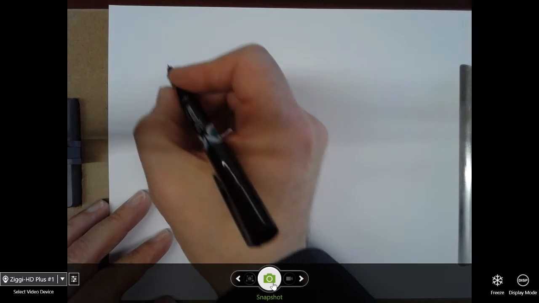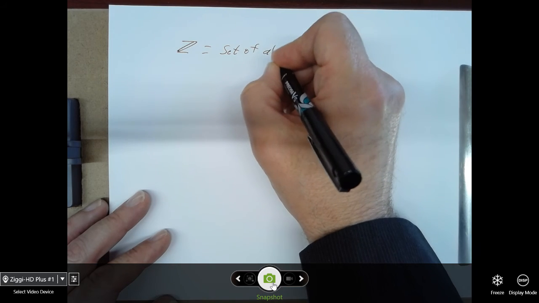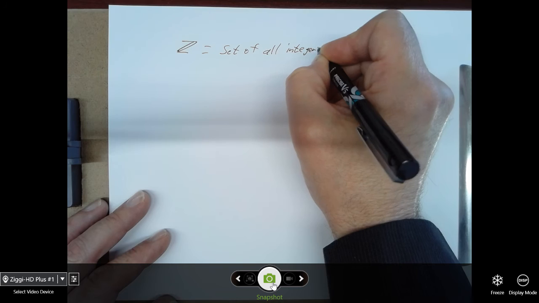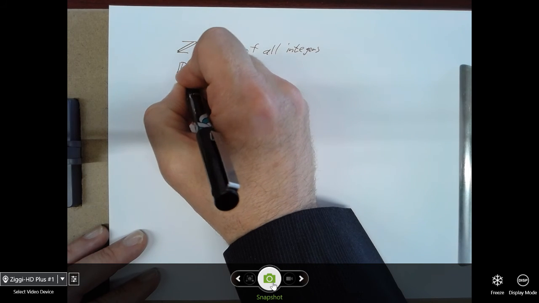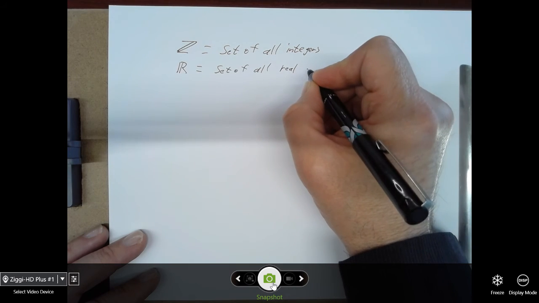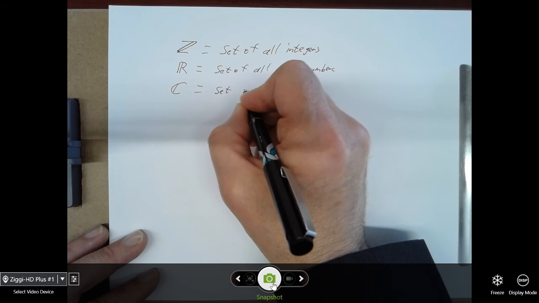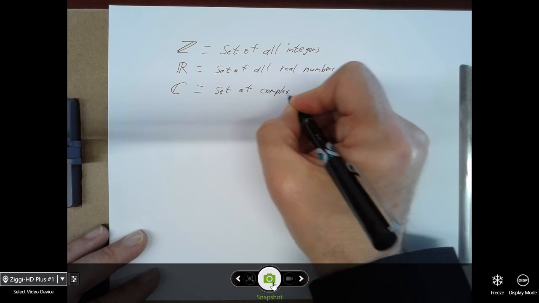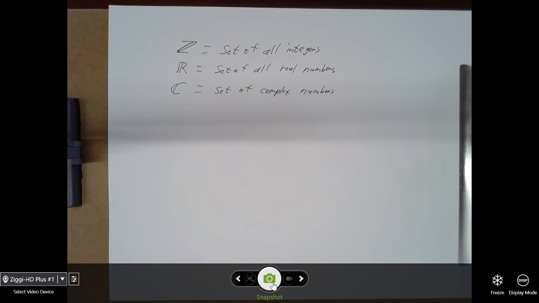So one thing we want to do is we want to create sets. We want to define a set. So for example, we sometimes use this symbol Z equals the set of all integers. And we'll use that symbol a lot. If we were doing calculus, we'd write R for the set of all real numbers. And C equals the set of complex numbers. We don't do complex numbers in this course. We very rarely say anything about real numbers. We pretty much stick to integers.